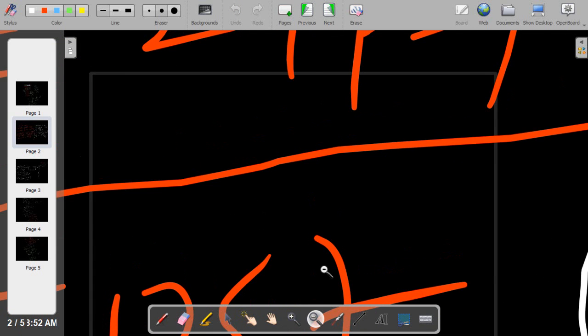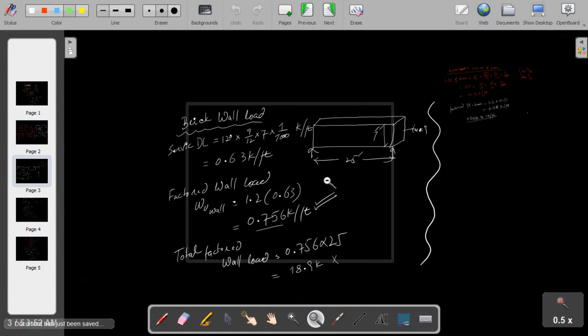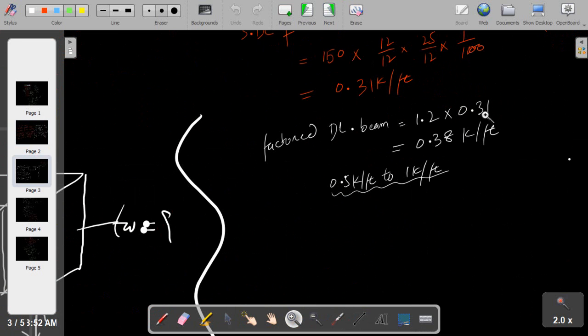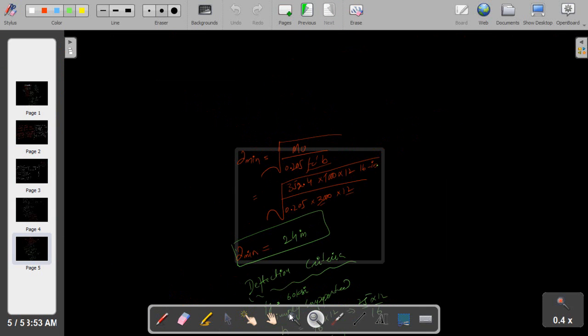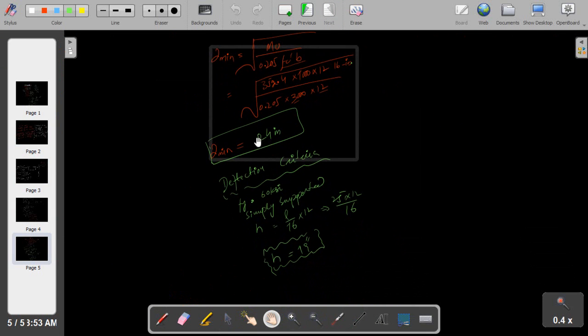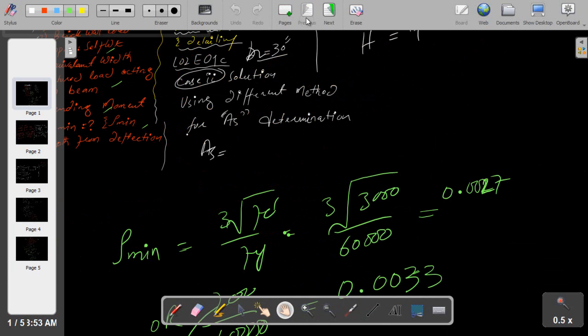We have this calculation, as you can see here, and this was the final stage where we stopped, where we finally calculated the factored dead load. This was the last slide I discussed. I found the minimum depth, that is 24 inch, and from the deflection criteria I found 19 inch. Now in this example, we have two cases.